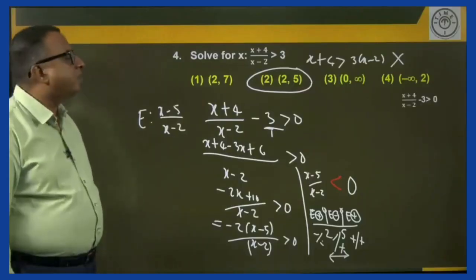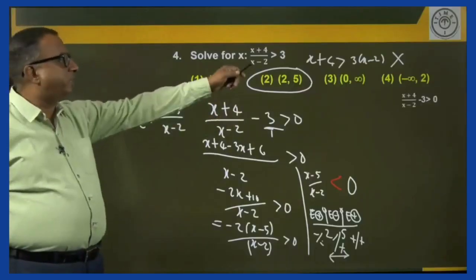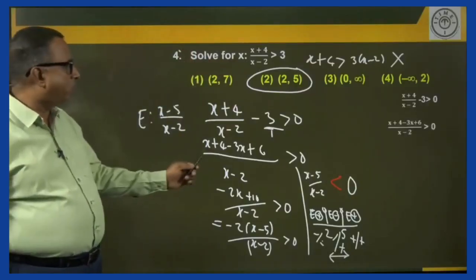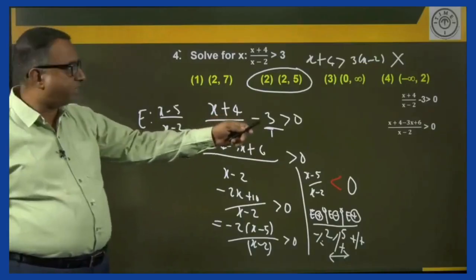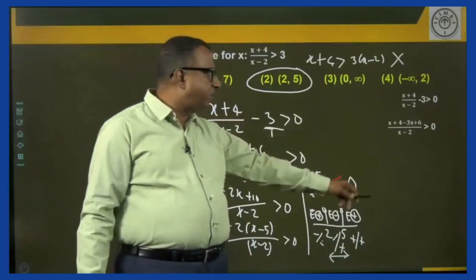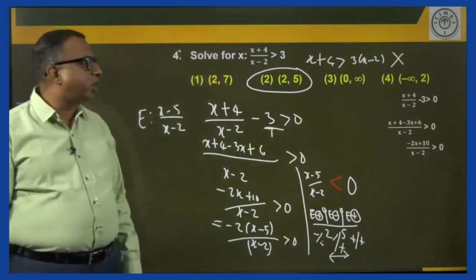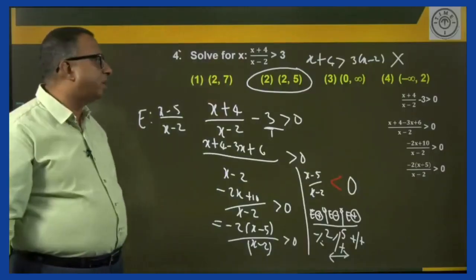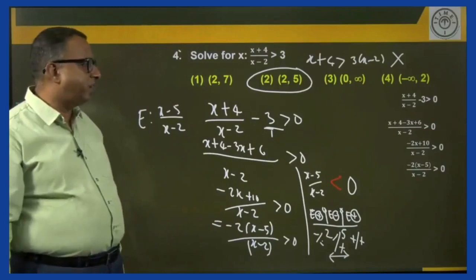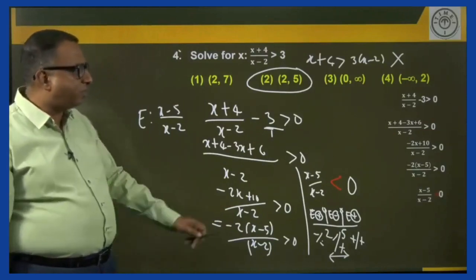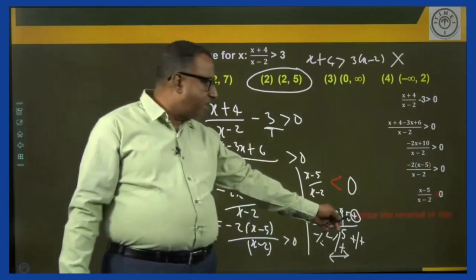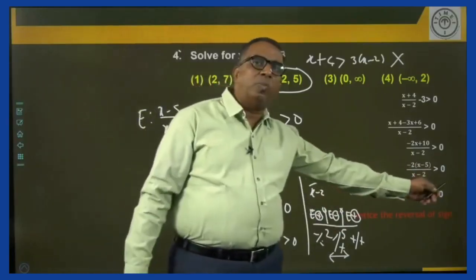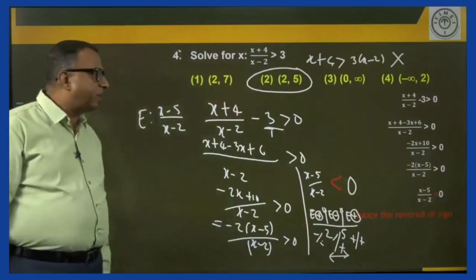Yes. We said we have to bring this 3 to that side. That's the first step. Then you have x plus 4. Ikkada chudandi, x plus 4 minus 3x plus 6. And if you take LCM as x minus 2, you get that. So minus 2x plus 10 by x minus 2 is greater than 0. If you take minus 2 common, what you get is minus 2 into x minus 5. And what happens? Reversal of sign. Please see, notice the reversal of sign. Because you are dividing it throughout by negative 2. Greater than 0 will become less than 0.